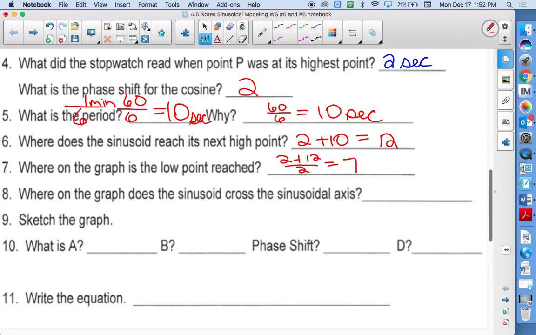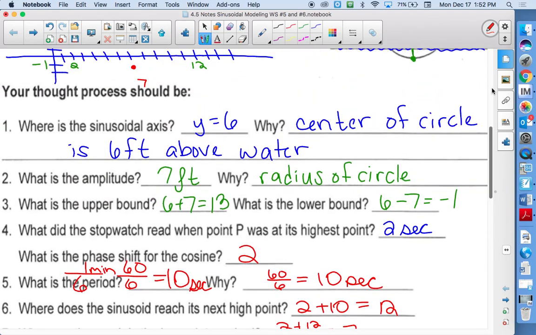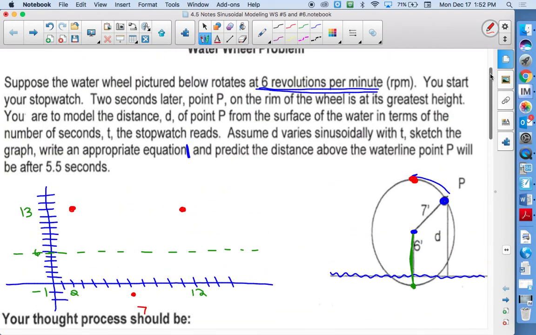So the sinusoidal axis is that line that cuts the graph in half. So we want to know, when does the graph touch the sinusoidal axis? When does it touch the middle of the graph? Well, that has to be in the middle of 2 seconds and 7 seconds, or the middle of 7 seconds and 12 seconds.